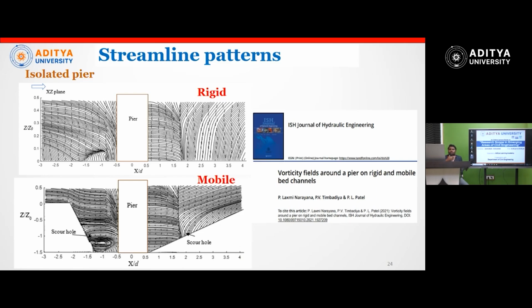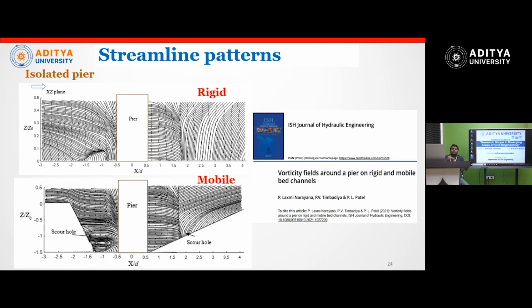From this diagram, above is the rigid bed case. Rigid bed means there is no sediment particle, a completely rigid case. Simply I stick the pier, so that's why there is no hole we can see, but I can study the flow physics. And below is the mobile bed case, so there are sediment particles, so that's why we can have a scour hole.